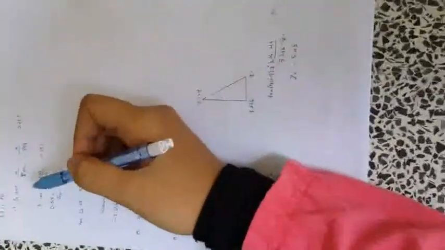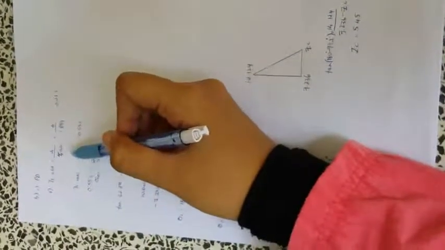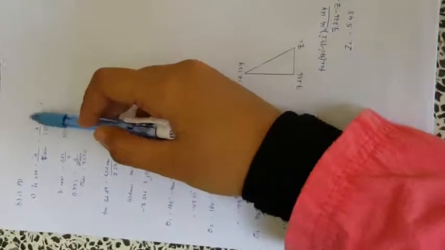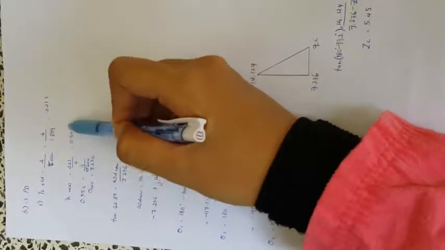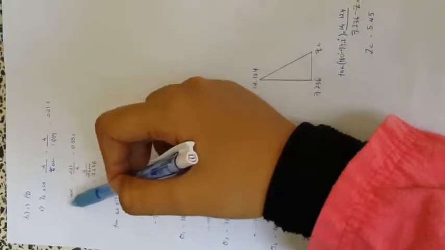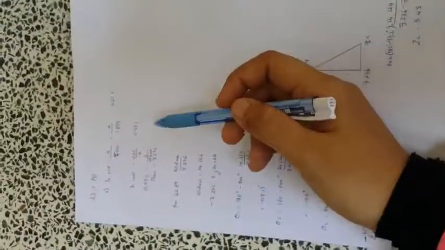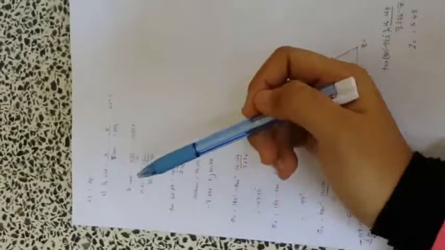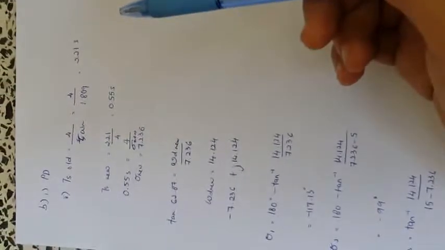For the compensated system, we need to find the new settling time. Since the question asks for reducing the settling time by a factor of 4, we need to divide the settling time of the uncompensated system by 4. So when we divide it, we get 0.55 seconds. This is the settling time for the compensated system. After we find the settling time for the compensated system, we can find the real part and the imaginary part for the compensated system.